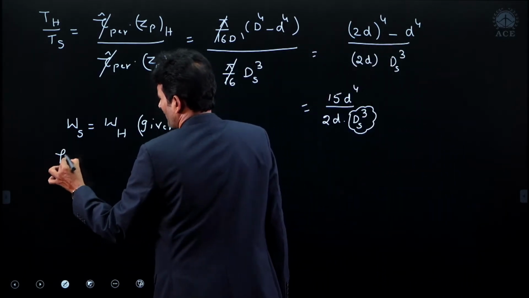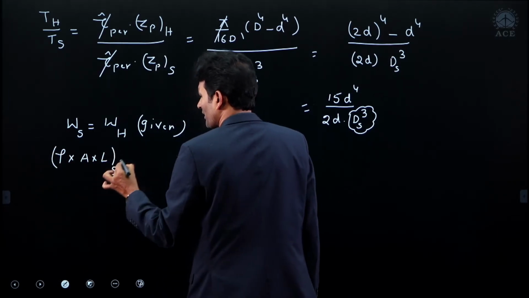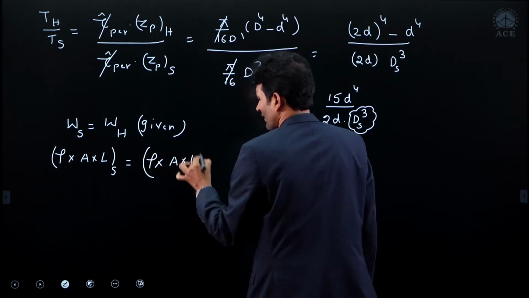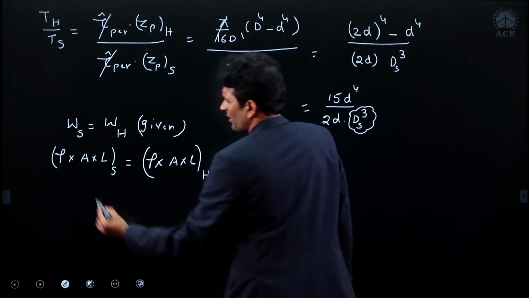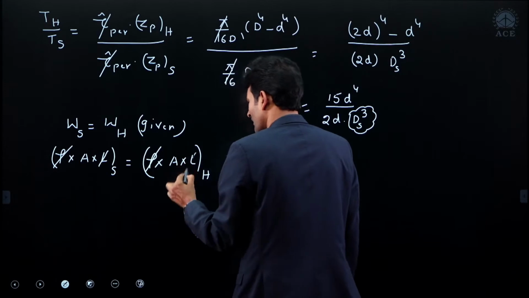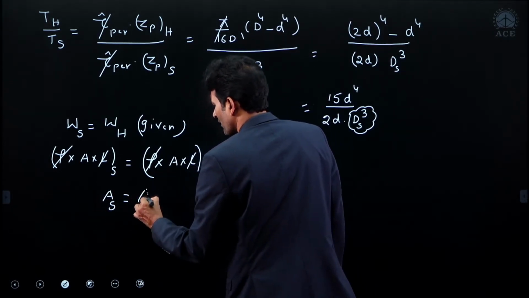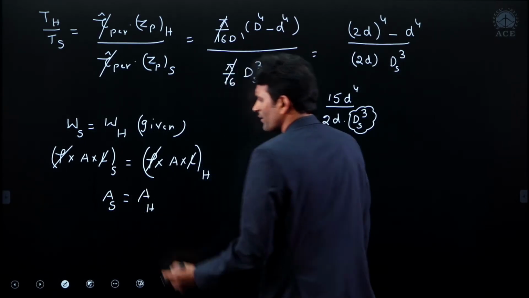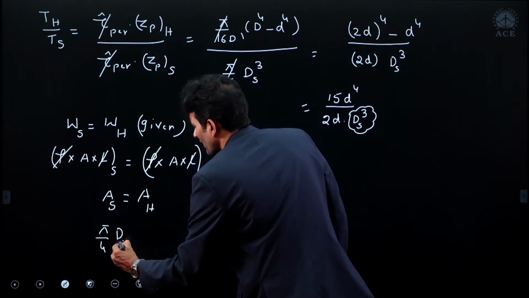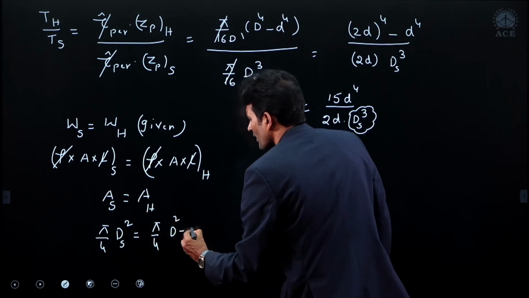Weight I can write as weight density into volume, so I am considering area into length. Again for this shaft also. Look here, both are made of the same material, so the material property can be struck off. Both have the same length, so length can be struck off. Then area of solid shaft equals area of hollow shaft. Now use this: pi upon 4 ds square equals pi upon 4 (D square minus d square).